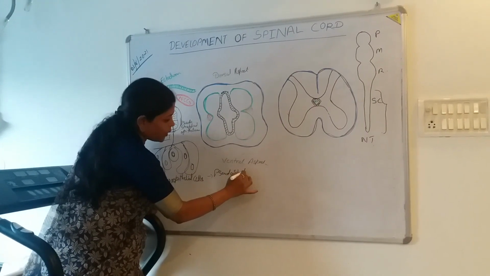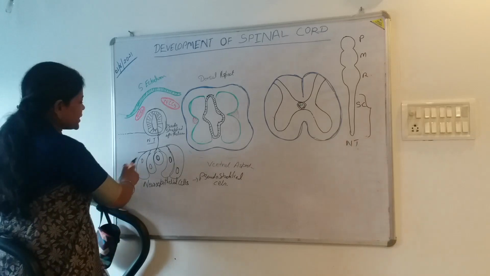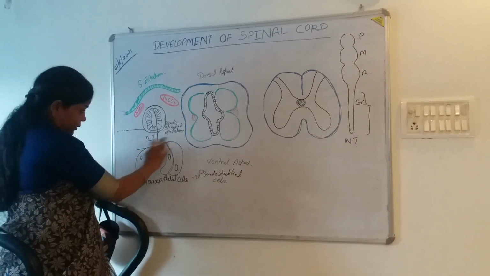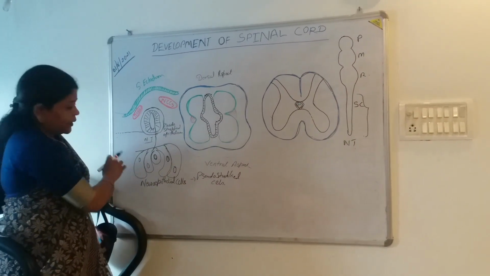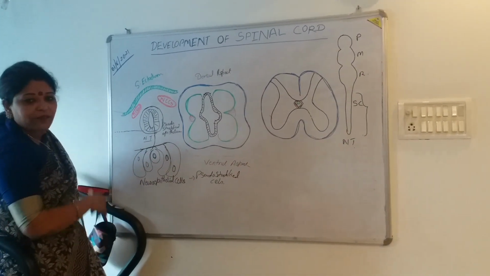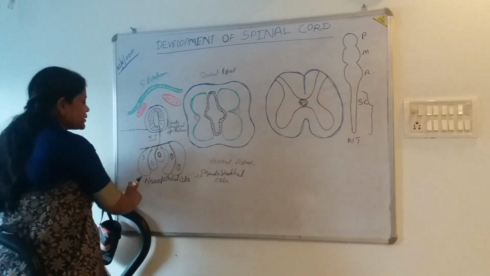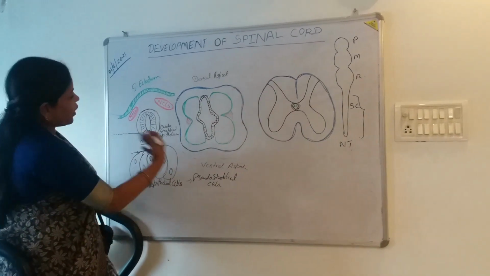The pattern of these neuroepithelial cells is pseudostratified. What do we mean by pseudostratified cells? These are cells which appear multi-layered, but they are all resting on the basement membrane. It gives a false appearance of being multi-layered cells. So these are the neuroepithelial cells. Now, what will they do?